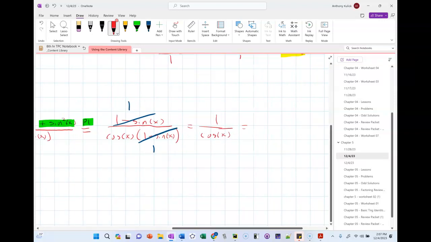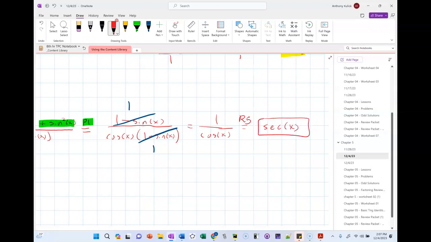This is looking pretty good. Is there any algebraic thing to do here? Of course not, Mr. Kulik. It's just 1 over a thing. Well, what should we do? Look at our identities. Where should I be looking at my identity sheet? Yeah, the R's and Q's, specifically R5 is the one that we need, which says that secant theta is 1 over cosine theta. It's exactly what we have. And we're done.